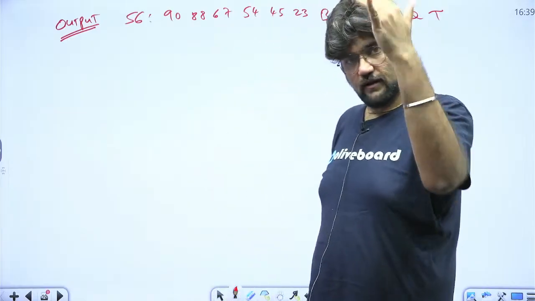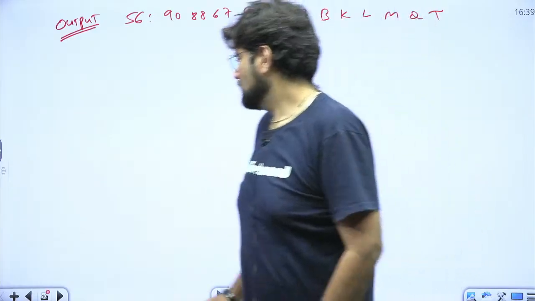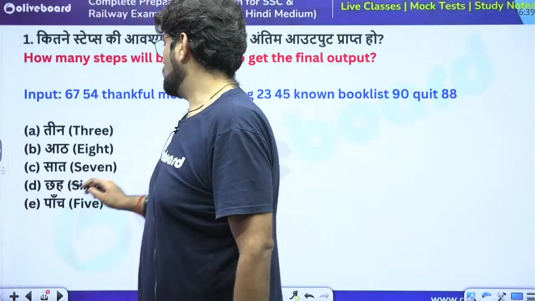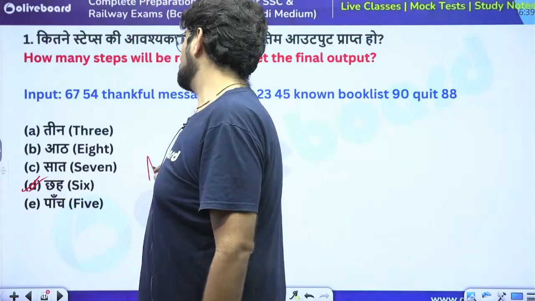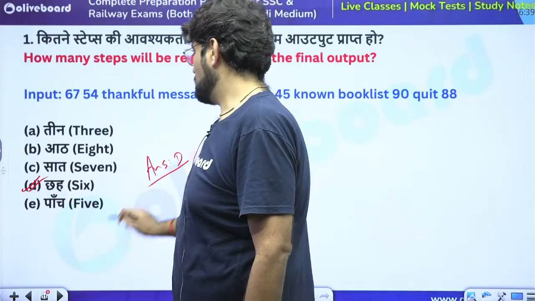From the input, we took 6 steps to reach here. So 6 is my answer. So option D, 6 is the correct answer. Understood? Next.